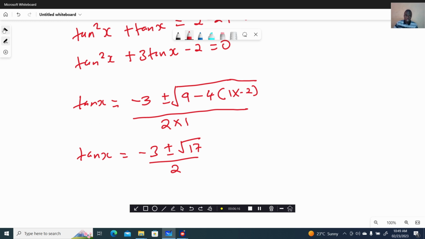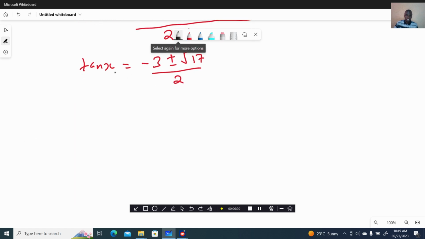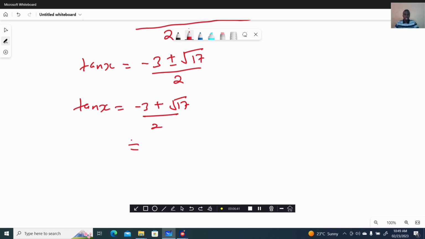So obviously we're having two values of tan x. When you solve for the first value, we can have the value of tan x being, our tan x will be negative 3 plus the square root of 17 over 2, which is giving us, you can use your calculator.